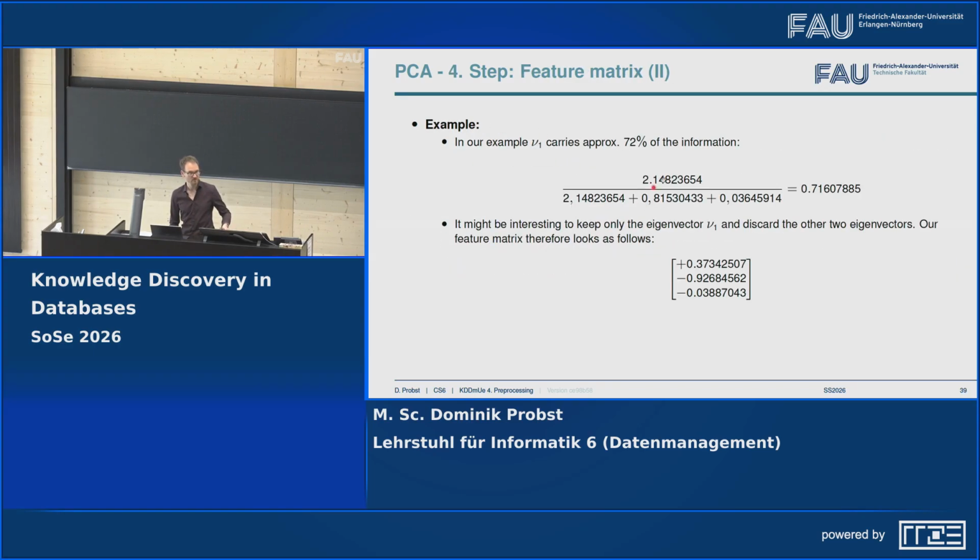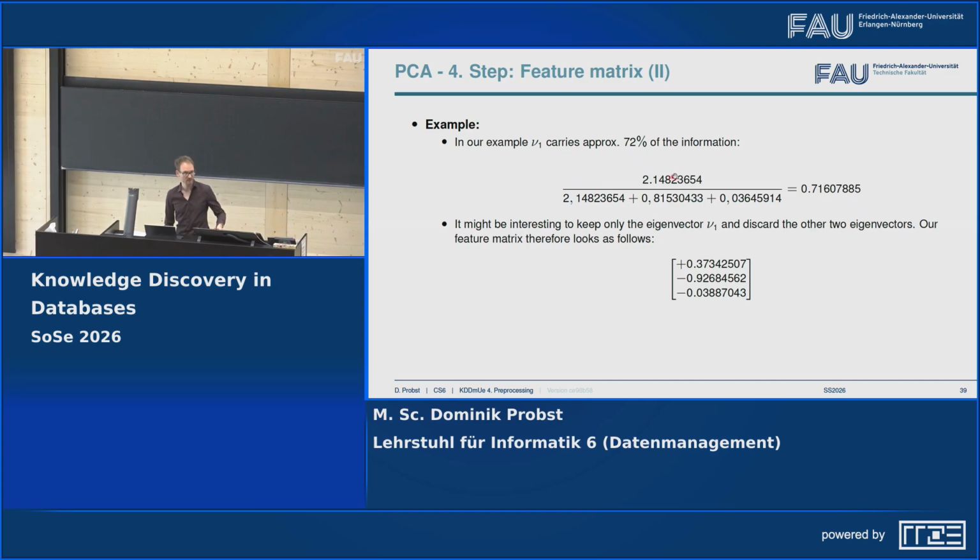From this calculation, we only selected the first eigenvalue, or eigenvector, and therefore we are able to approximate. Very important, it's only approximation, and we end up at 0.716078885 and so on, which is approximately 72% of information. Yeah.